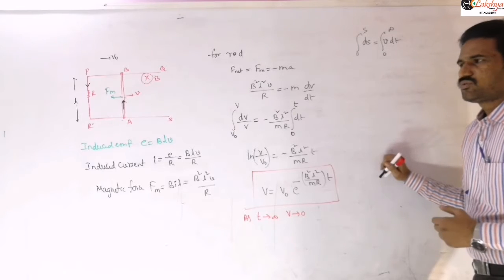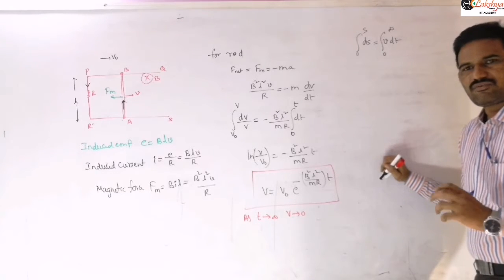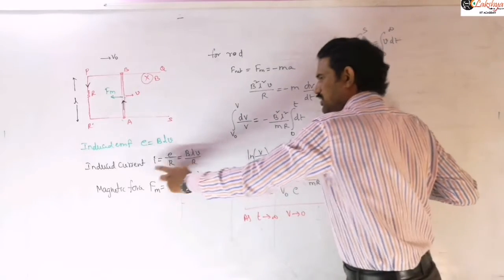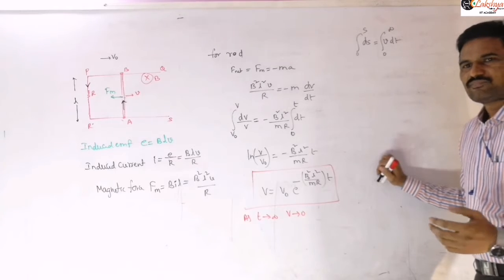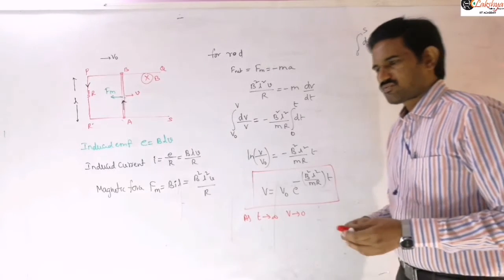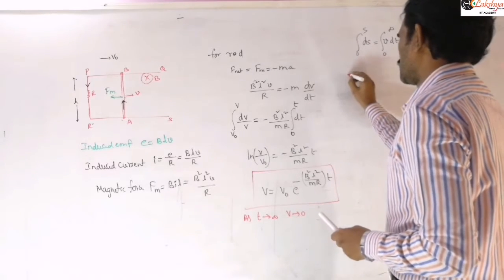And actually if you want to calculate the heat energy produced in the rod, then we need to apply the I square R T formula, because here I is variable. As the velocity is variable, this I is also variable, so you need to use integration there. Instead of that, you can directly apply conservation of energy.